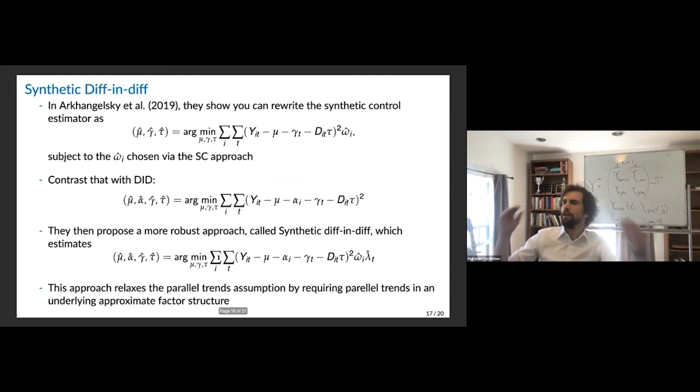So I'm going to very briefly touch on this, in part because I haven't dug into it as much as I would like, and in part because I haven't seen an applied paper use this yet. So we're now at the point where, if you use this in your job market paper, you're pushing the envelope.